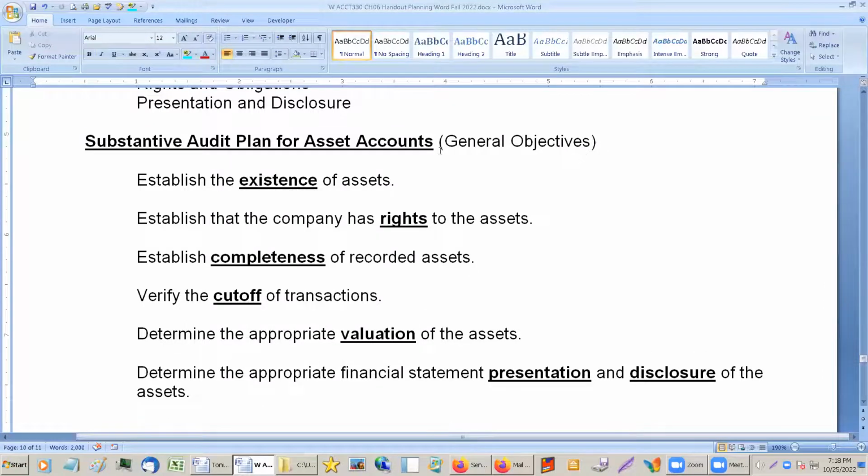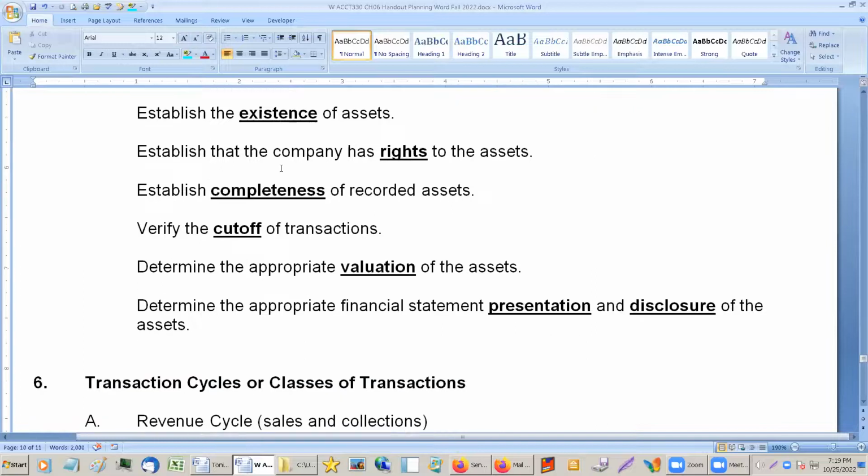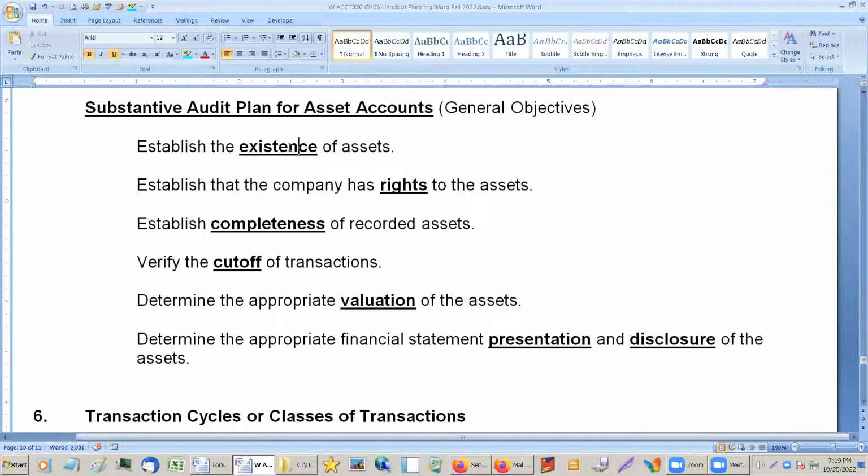Okay, and so here's just an idea of, say, a substantive audit plan for assets. Let's take inventory, for example. Does the inventory exist? They have inventory on their books, does it exist? Do they have the rights to the inventory? Even though it exists, it might be that they don't own it. Maybe it's somebody else's inventory that is in their possession, but they don't actually own it.